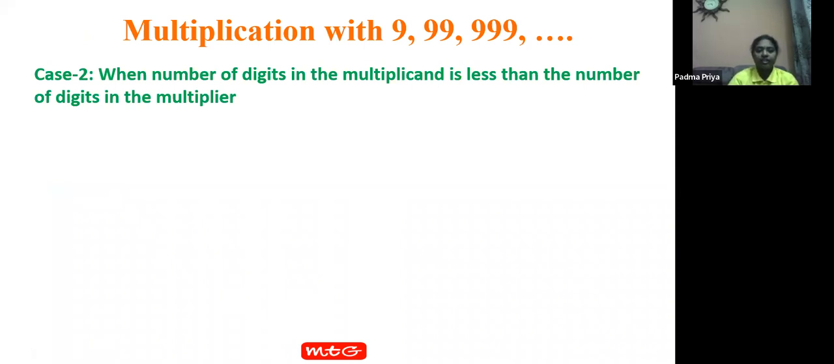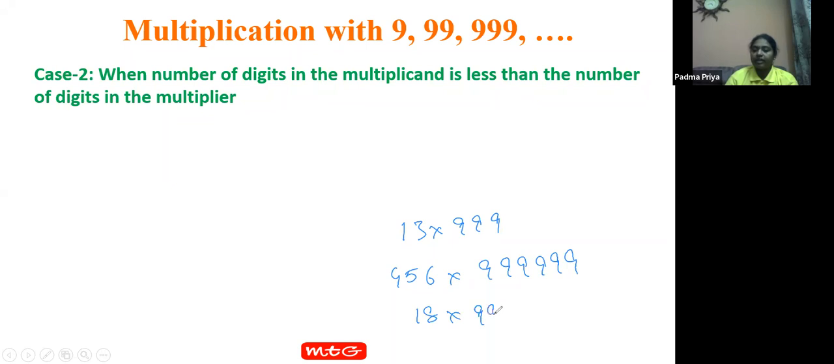Now we will see the second case where the multiplicand has fewer digits than the multiplier. Like if I want to multiply 13 with 999, 456 with 999999, or 18 with 9999, in all these cases, the number has fewer digits than the nines form. That means the multiplicand has fewer digits than the multiplier. In this case, what can we do?